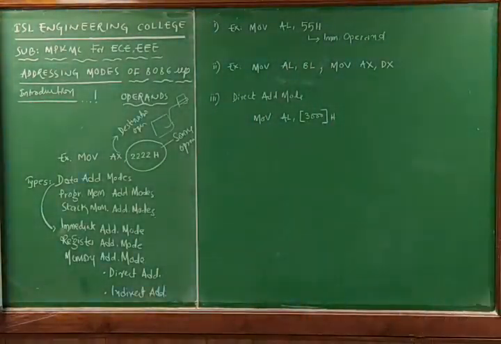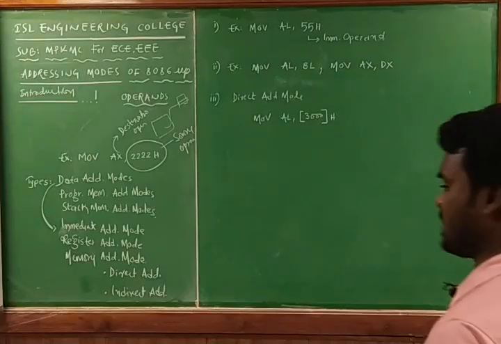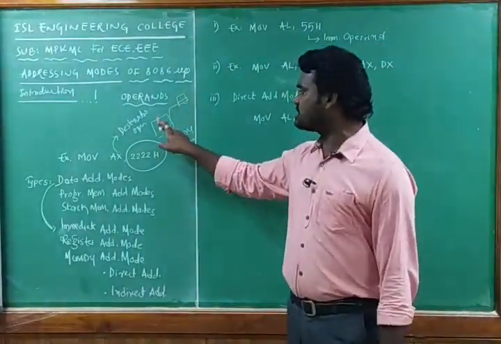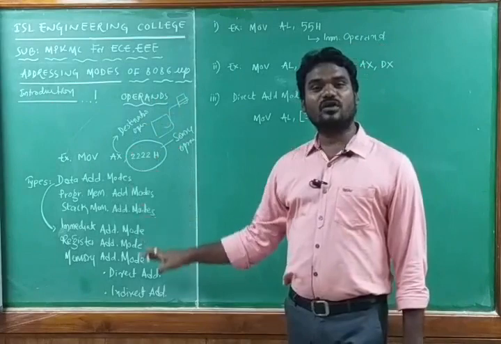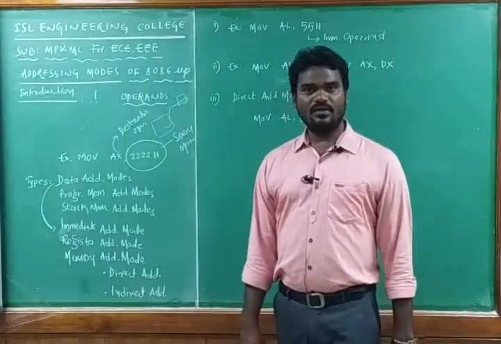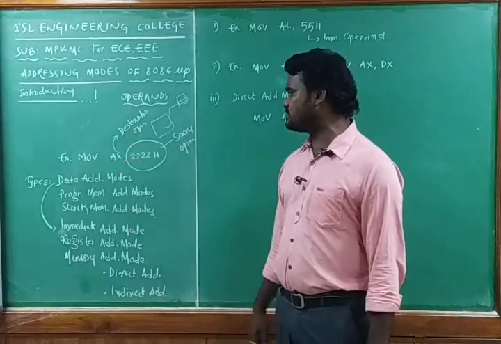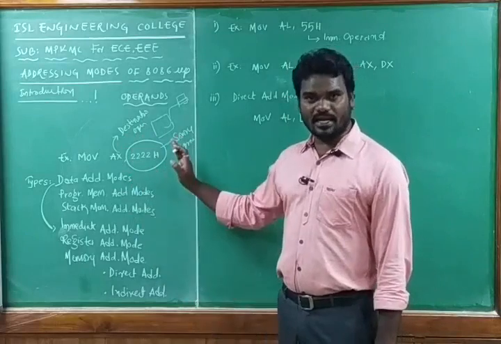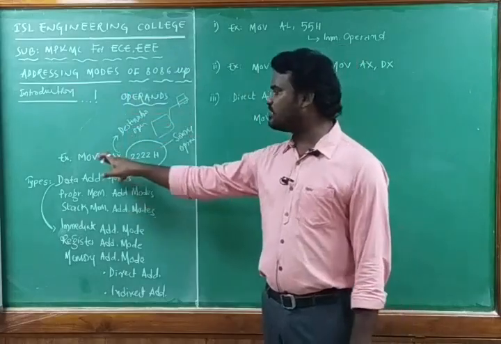Addressing mode is nothing but the way of accessing the operand by the 8086 microprocessor. In addressing modes we can see that there are two operands, a source operand and a destination operand, and whatever the data is there in the source operand, it has to move into the destination operand if the instruction is MOV.